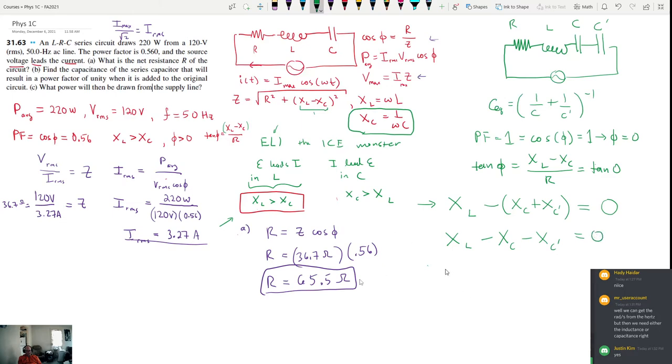Okay, in that case, all we have to do, and I chose this problem because it's pretty similar to one of the lab manual problems that you all have, where, in fact, I think the numbers may actually be very close to the same. So you get this, XL minus XC is equal to XC prime. Okay, so this is really nice because we actually can figure out what XL minus XC is, right? From this equation. XL minus XC is equal to R tan phi.